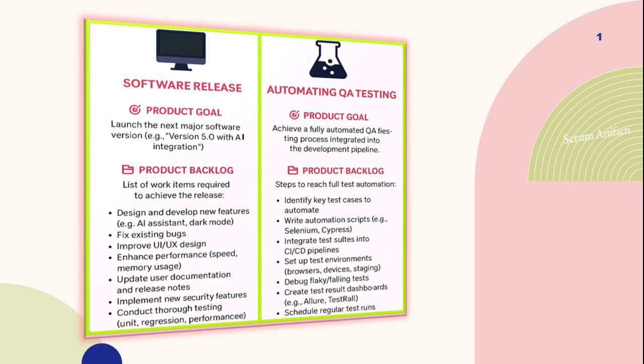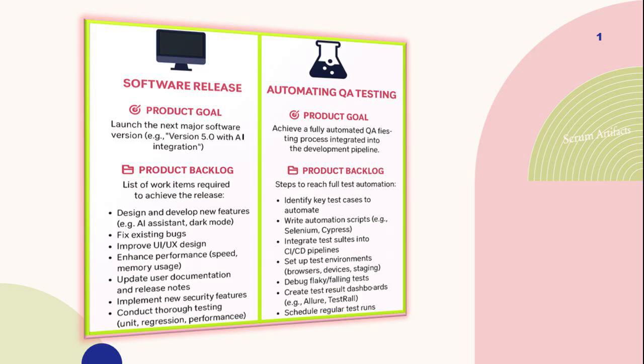Here are some practical examples to illustrate the product goal and its corresponding product backlog. On the left, for software release, a product goal might be launch the next major software version, e.g., version 5.0 with AI integration. The product backlog would then list all the work items needed to achieve that: designing features, fixing bugs, improving UI, security, testing, and so on.